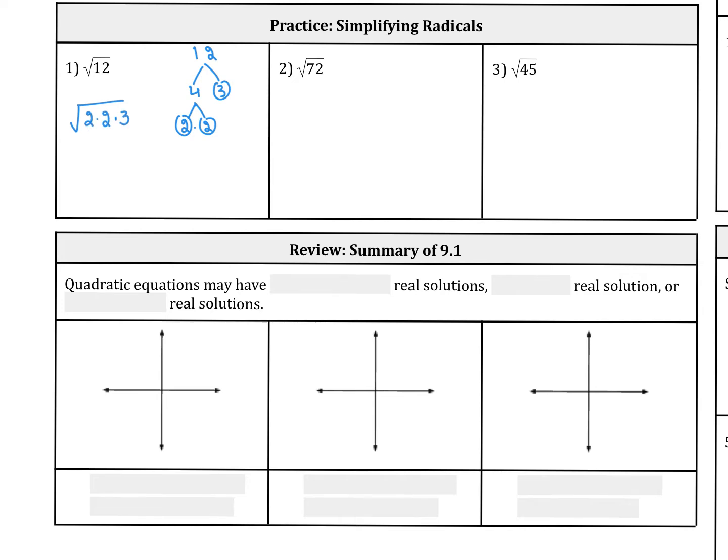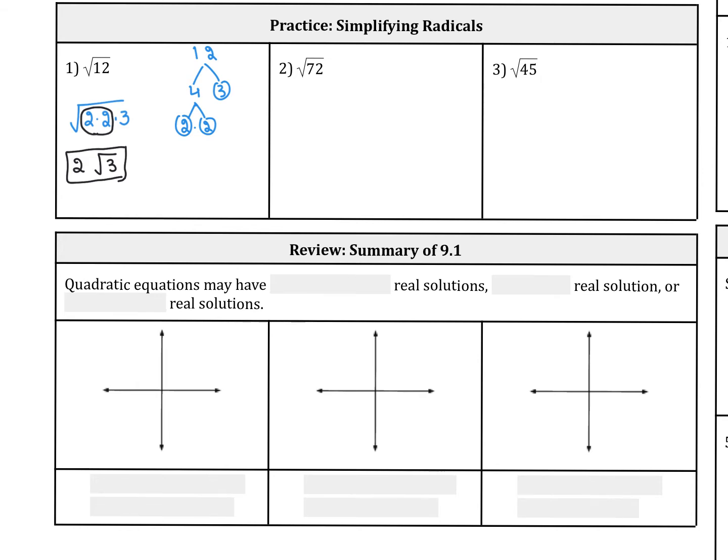Now you make a circle. So 2 times 2 make a pair, so you make a circle around it and take one number from each pair. So this 2 and 2 makes a pair. Take one number from each pair outside of the radical symbol, and inside you get square root 3. So your answer is 2 times square root 3.